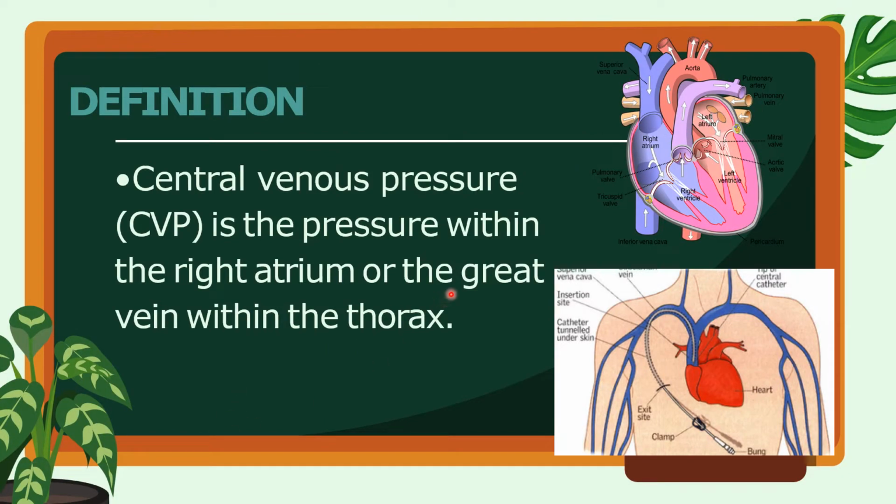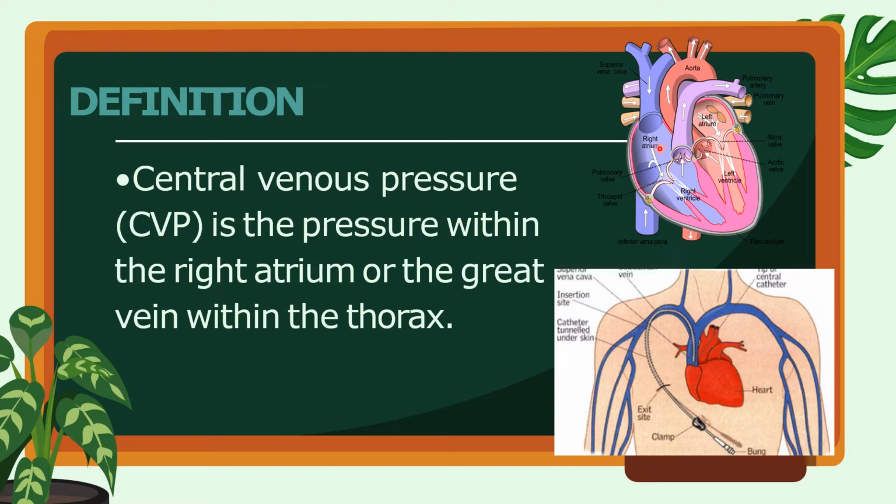So now let us proceed to some definition of terms that are being used in this presentation. The first one is the central venous pressure, or known as CVP, which refers to the pressure within the right atrium or the great vein within the thorax.